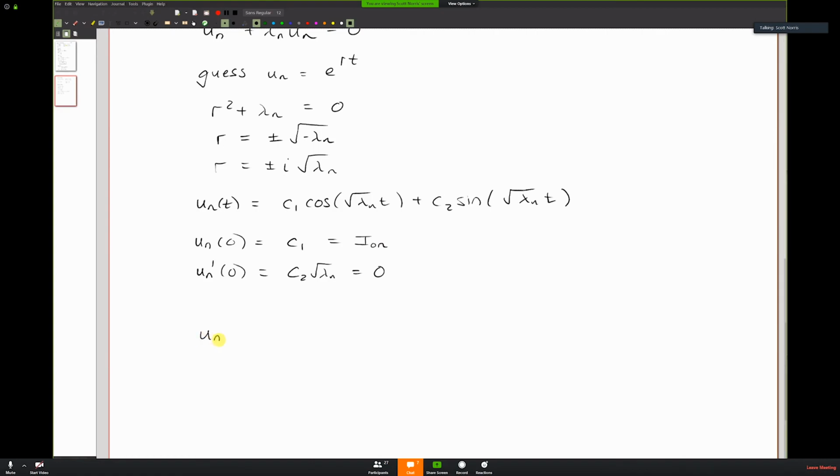And my u n of t equals I0n cosine root lambda n t.